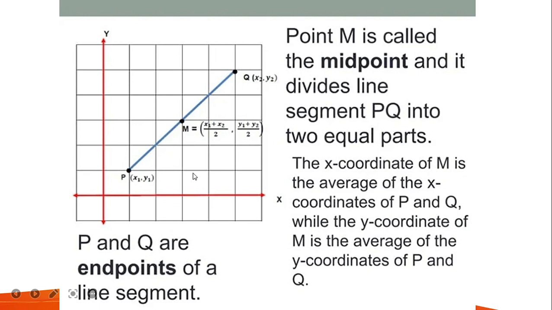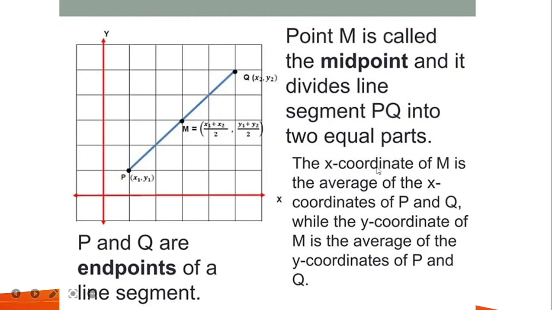And we have here the formula for getting the coordinates of the midpoint. So M is equal to x sub 1 plus x sub 2 over 2, and y sub 1 plus y sub 2 over 2. So again, how do we get the midpoint? Simply, we add x sub 1 and x sub 2 divided by 2, and y sub 1 and y sub 2 divided by 2. Then we can get the coordinates of our midpoint.